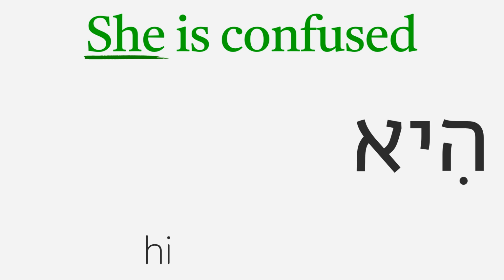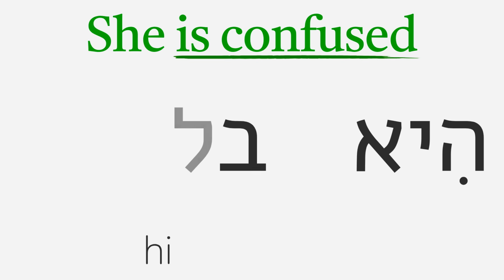She is he, and the verb is confused is from the root bet lamed. In the Piel, this root has a meaning of confusing, so in the Pual, it has a meaning of being confused. Let's start by making the masculine singular form of the present tense of this root.